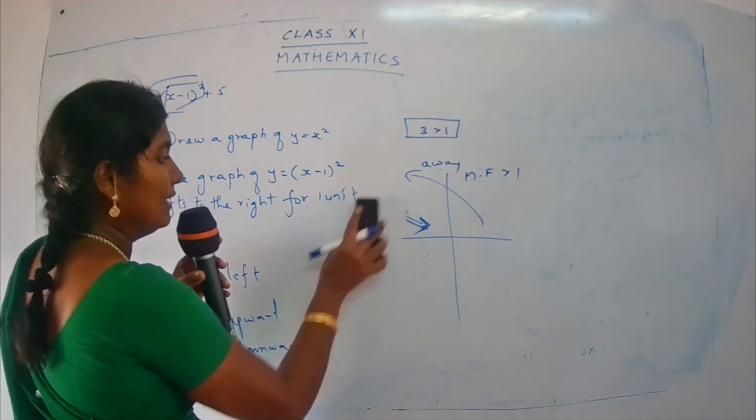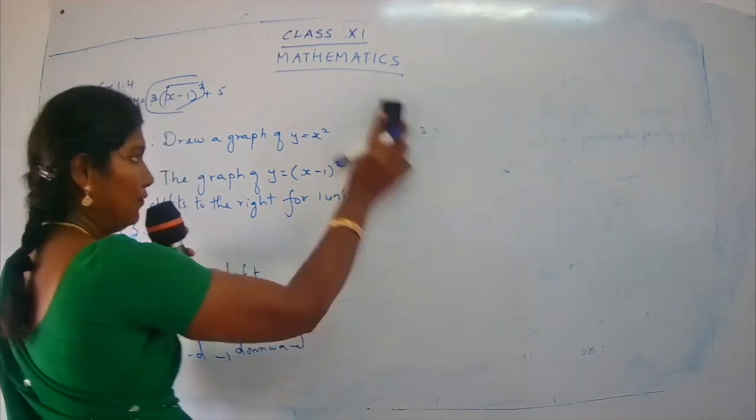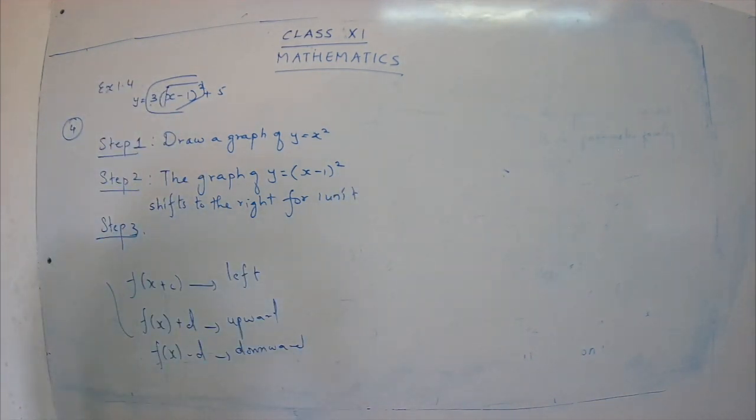Okay. So now here we have a multiplying factor which is greater than 1. So how is the shift going to be? The shift is going to be away from the x-axis. So now the step 3.